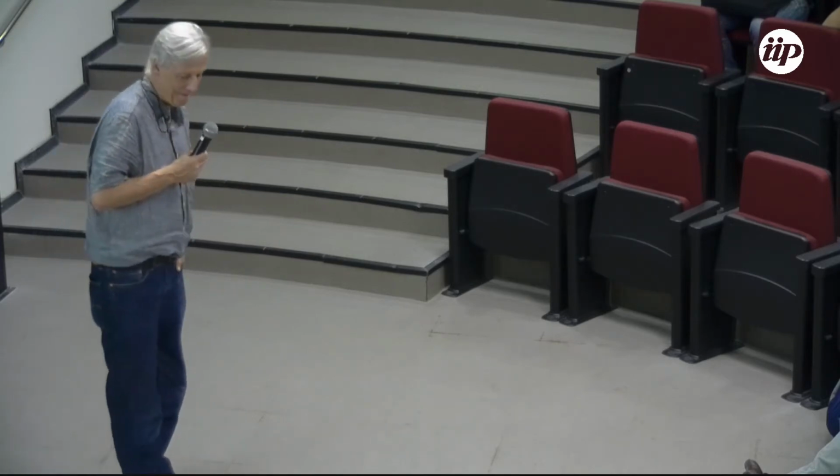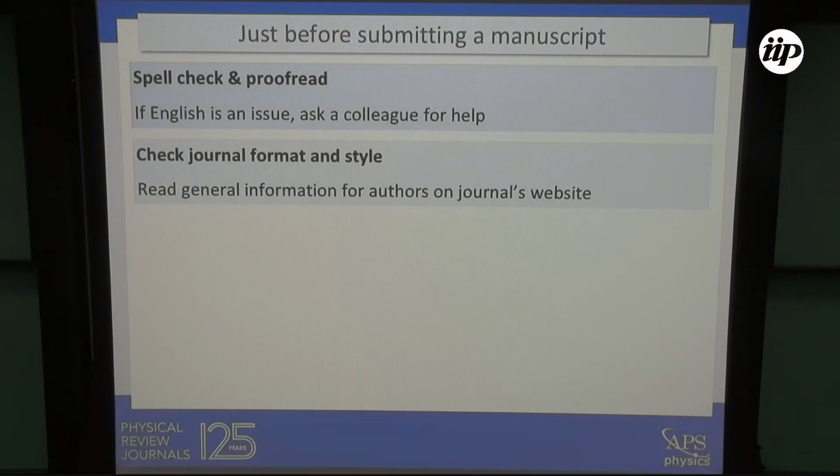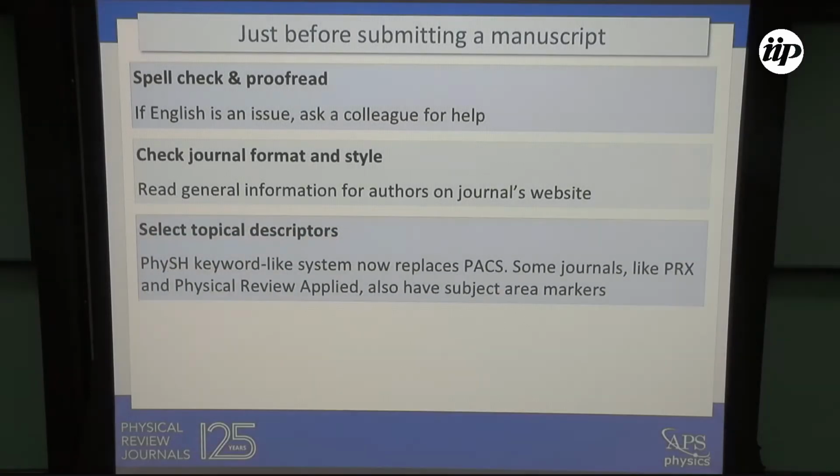Check the journal format and style. The journal websites usually have that. Go read it. It's always a good idea. It's like, you apply for a job, you don't want to say, I'm applying for this job at IBM, and you're actually writing to HP. It just doesn't give you a good impression. So make sure that it looks like the journal that you're submitting it to.